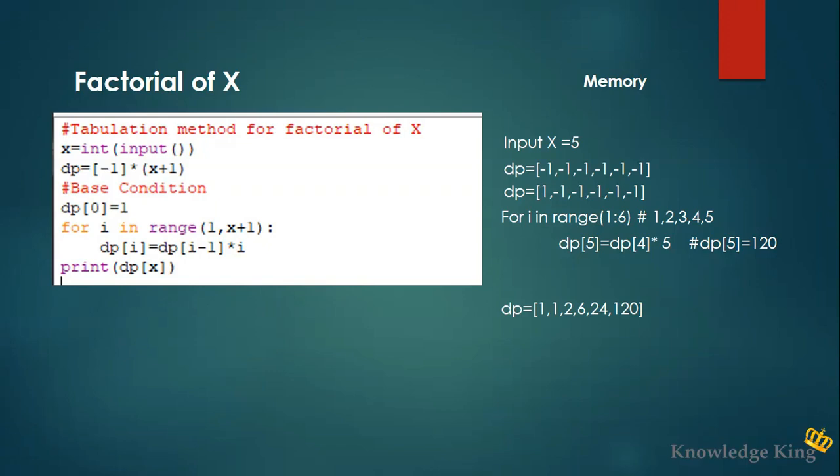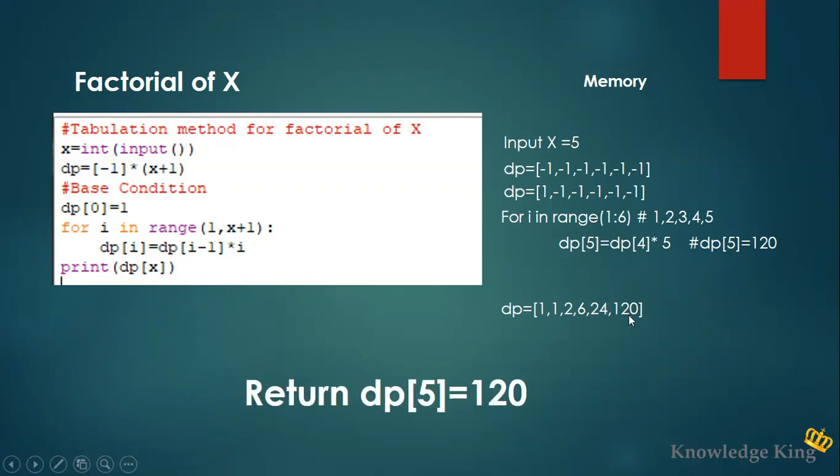As you can see, now the dp array is filled with all elements, and we are calculating for the fifth one. So here the fifth one is 0 1 2 3 4 5. Here 120 is the fifth one. We'll return that. And this is the tabulation approach.